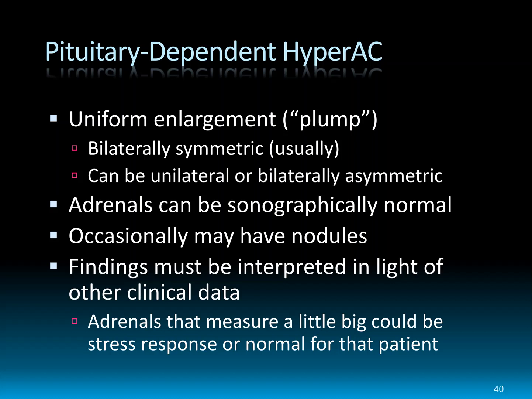Usually it's bilaterally symmetric, so usually both adrenal glands are affected, but occasionally we will see unilateral involvement, or at least asymmetric involvement of the two adrenal glands. And occasionally they're sonographically normal. So you can certainly have a dog or cat with hyperadrenocorticism that doesn't have sonographically apparent adrenal disease, but that's a rarity, I would say. Occasionally we'll see nodules in these pituitary-dependent cases, but that's also uncommon. Ultimately, of course, you're going to have to correlate your imaging findings with all the other lab work and clinical signs.